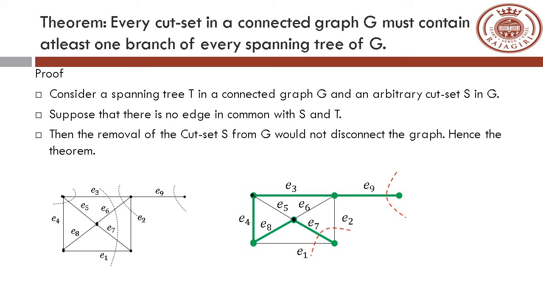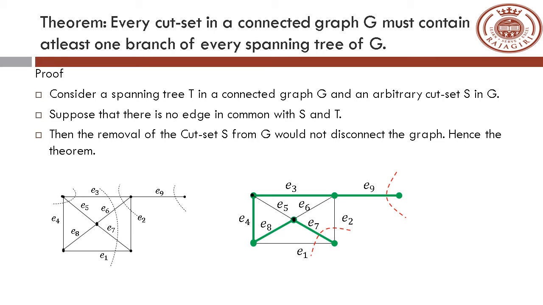Consider a spanning tree T in a connected graph G and an arbitrary cut set S in G. A spanning tree means it is a subgraph of the connected graph which is acyclic. In this example, the spanning tree is shown by the green lines. And consider a cut set S in G, an arbitrary cut set containing the edges E1, E7, E2. Here E7 is an edge in this spanning tree. It is called the branch of this spanning tree.